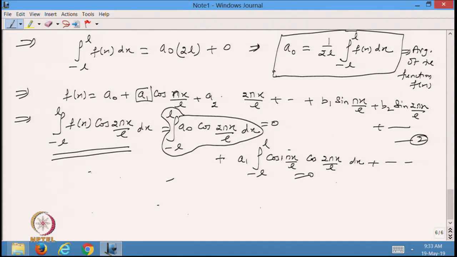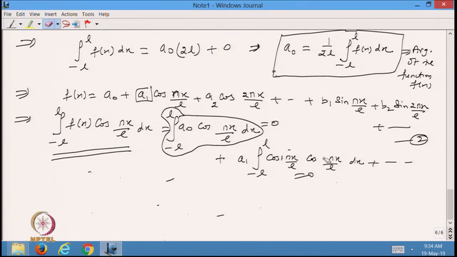So, this is A2 cos. But I just want to find the value of A1. What I will do is pre-multiply this function by the same factor, cos(pi x by L) in this case. So, I will not multiply by 2, I will multiply by cos(pi x by L), and then here also.